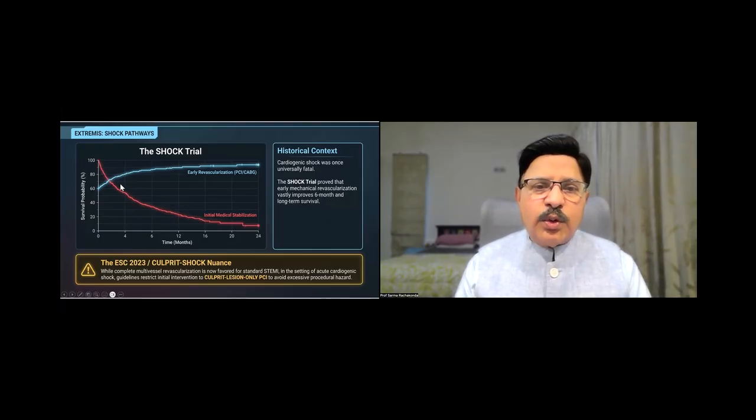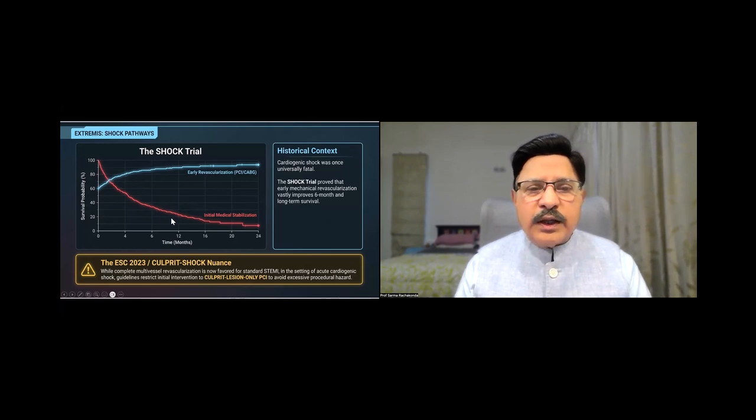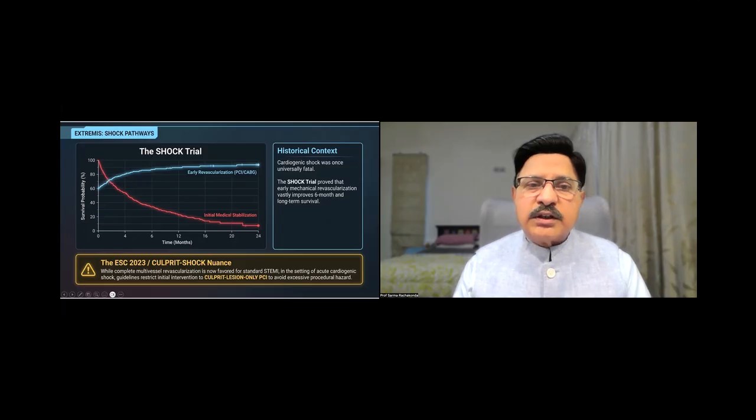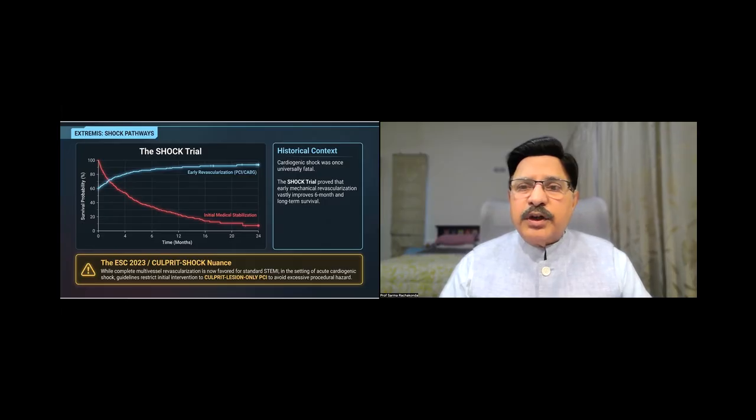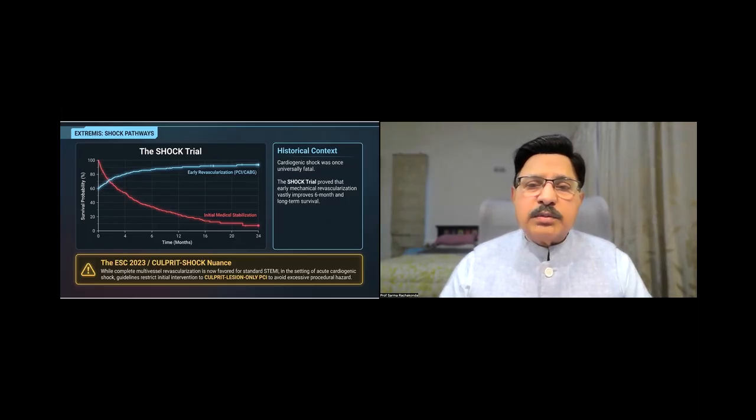Versus if you don't do the revascularization and only give some medications, the old-order treatment, you will be almost losing every patient, and only 5% or 10% survive 24 months. These are the survival curves from the SHOCK trial. Really shocking. Cardiogenic shock was once universally fatal. The SHOCK trial proved that early mechanical revascularization vastly improves 6 months and long-term survival.